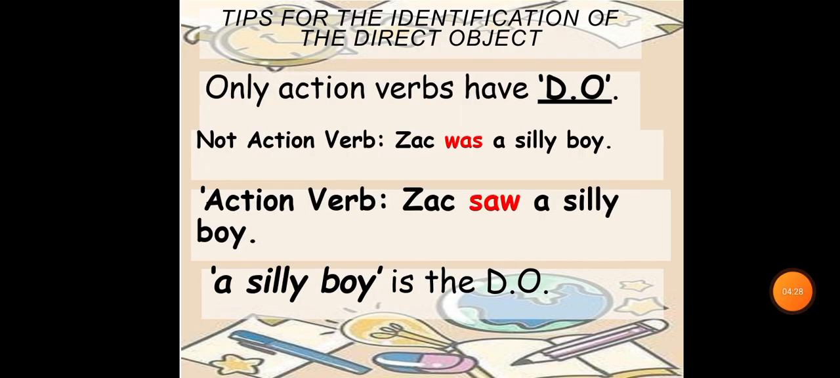Another point: only an action verb can have a direct object. For example, Jack was a silly boy. Here we have no action verb. But if we have an action verb, as in Jack saw a silly boy, then a silly boy is a direct object.